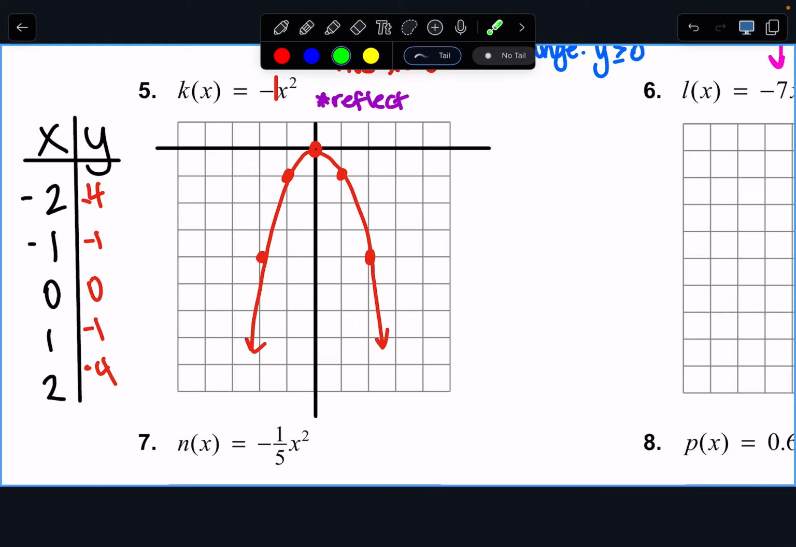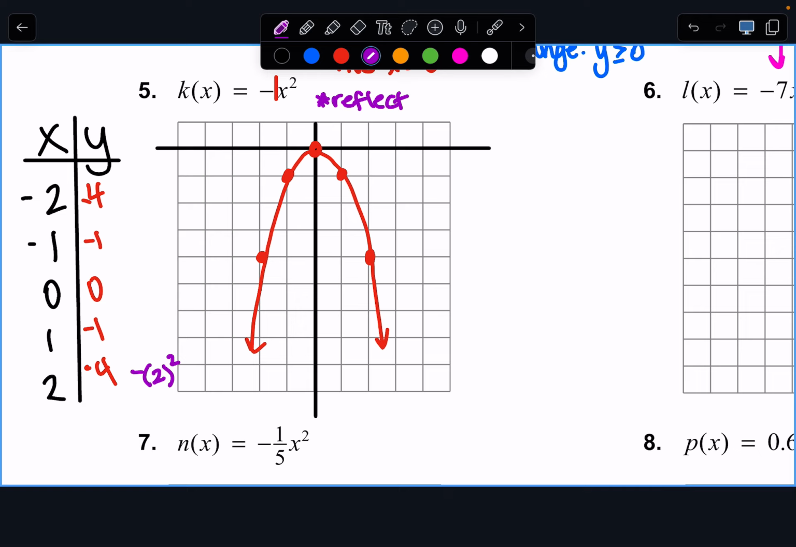Where'd you get the negative 4s from? Because if we take -2 squared, the 2 is being squared to get 4, and then the negative in front. Okay.